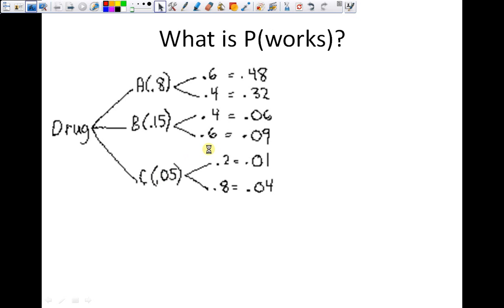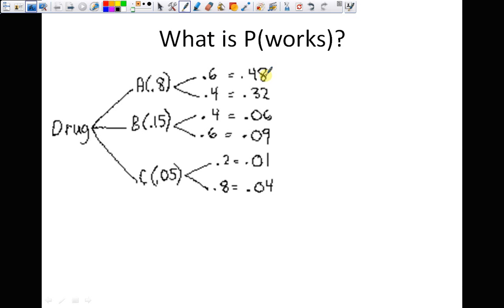Okay. The next question says, what is the probability that it works? So we have 3 events that indicate that it works. That is drug A and it works, which is 0.48. Drug B and it works, which is 0.06. Or drug C and it works, which is 0.01. If we add those together, we get 0.55. So that's the probability that it works.